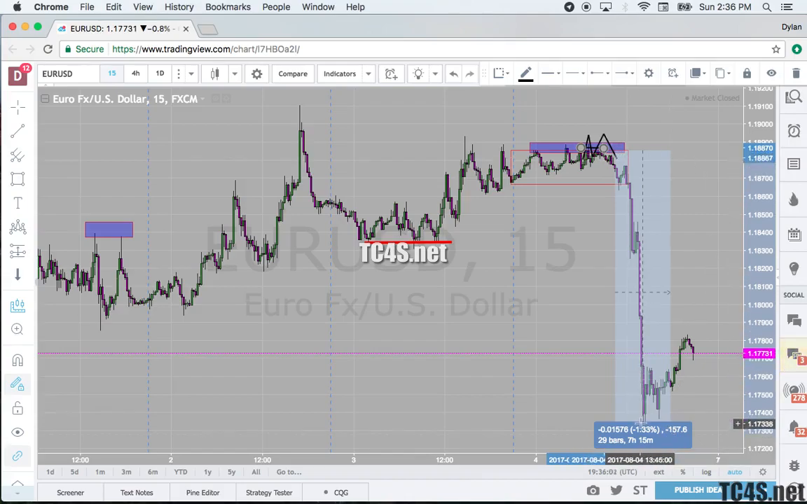150 pip move until you see that W formation right here, and then you take profit at the second leg of this W. So that would be 143 pips for you. 143 pips. Very nice.